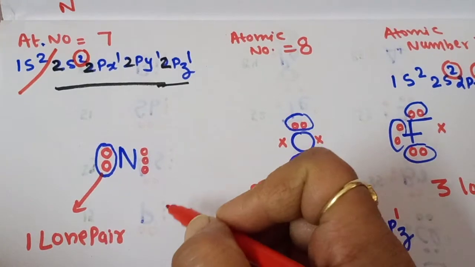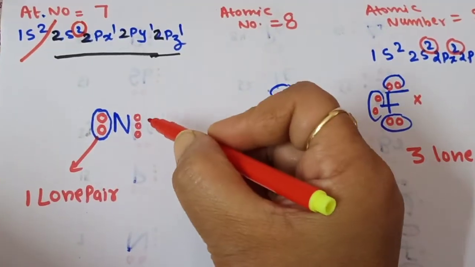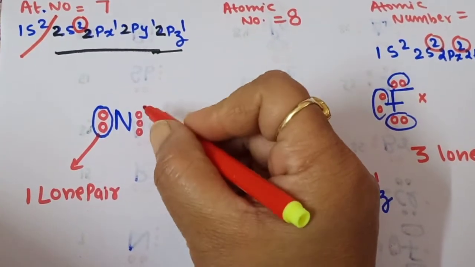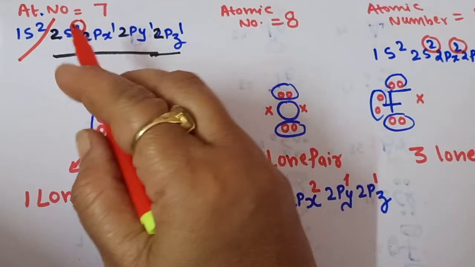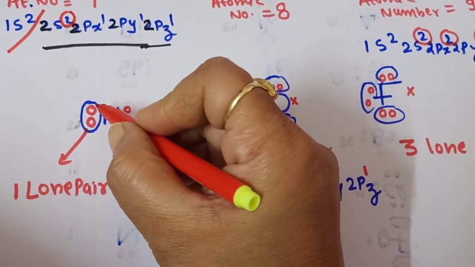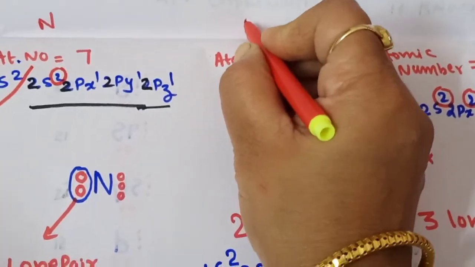So we will just write it as a structure. So this is the lone pair of electrons in nitrogen, and these 3 are our unpaired electrons. This will take part in the bonding. So these are the valence electrons we can say, but the number of unpaired electrons is 3 and the lone pair is 1. Now the next example we can take is oxygen.